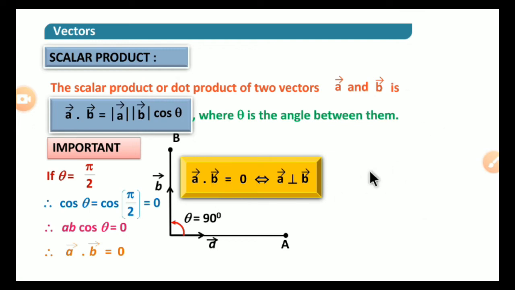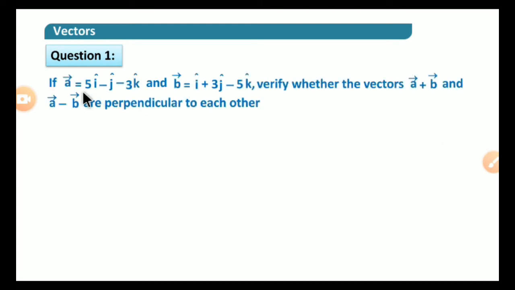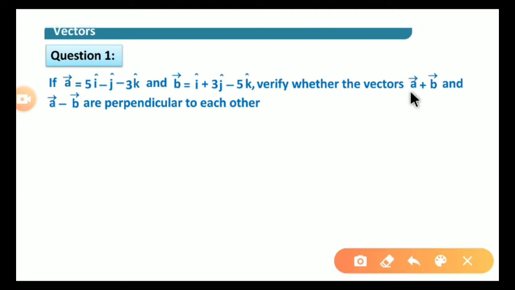So, based on this concept, here we will solve some examples. Let us consider the first example. If A is equal to 5i minus j minus 3k and B vector is equal to i plus 3j minus 5k, verify whether the vectors A plus B and A minus B are perpendicular to each other. To prove this, we should find A plus B and A minus B, and if the dot product of these two vectors is equal to 0, then only we can say that A plus B is perpendicular to A minus B.